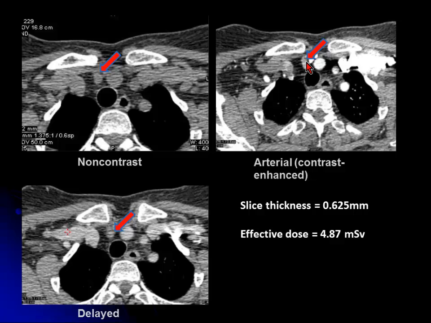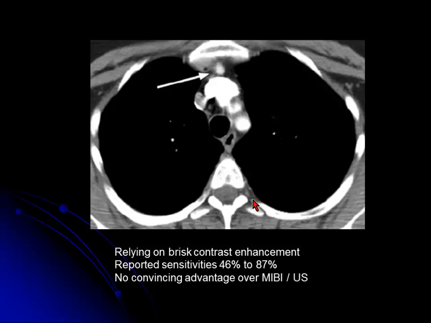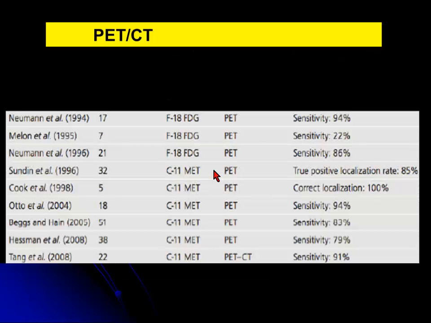This is the arterial phase, which shows enhancement similar to the vessel adjacent to it, and in a delayed phase it washes out. What's the significance? It is still debatable whether it is worth doing as a routine, which I don't think will get the clinical utility as a routine investigation of choice. Again, this is a superior mediastinum retrosternal tissue just along the aortic arch, and that shows enhancement. So reported sensitivity in literature suggests 46 to 87%. No convincing advantage over MIBI and ultrasound, and the effective dose you've seen is 4.87.